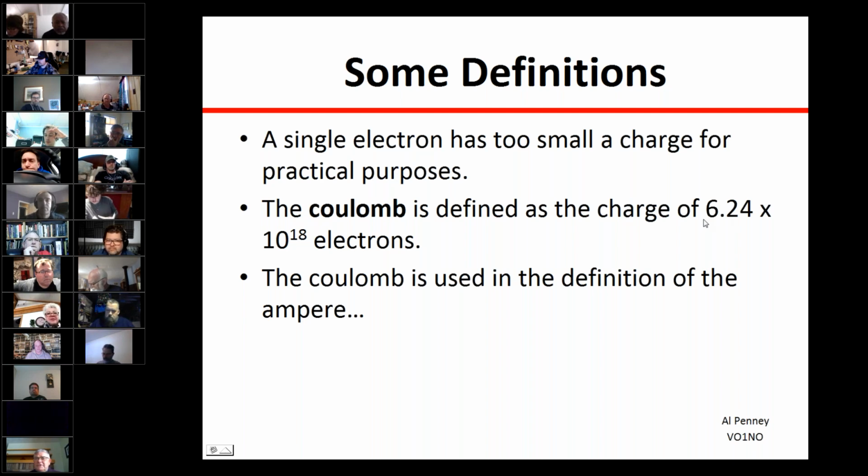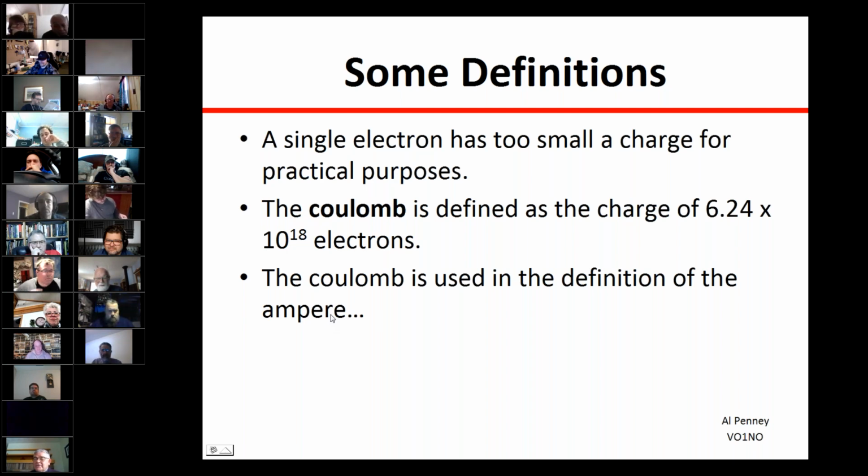And then I had to do a bit of research and find out that some of the definitions had actually changed. According to the latest, it's 6.24 times 10 to the 18 electrons. And in any event, we're not going to count them individually. But the coulomb itself is used in the definition of the ampere.